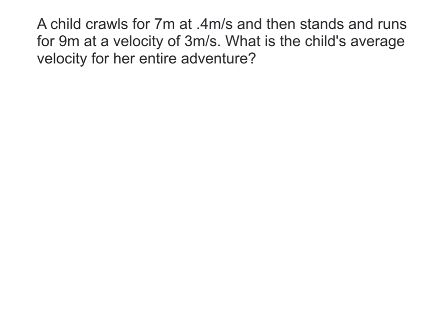A child crawls for 7 meters at 0.4 meters per second and then stands and runs for 9 meters at a velocity of 3 meters per second. What is the child's average velocity for her entire adventure? Well, let's look at her first part of her adventure.